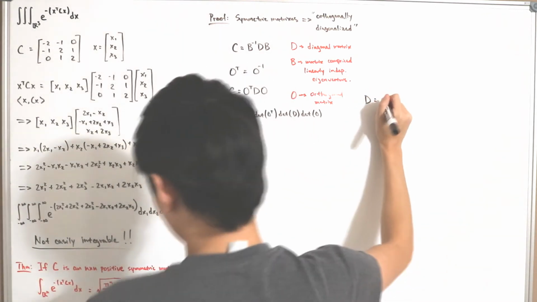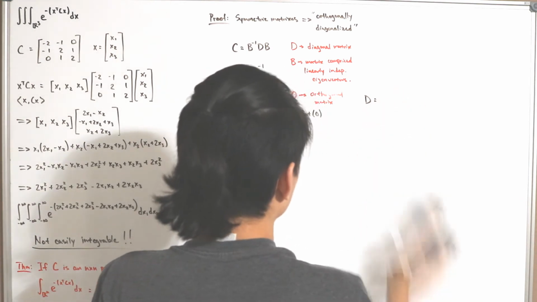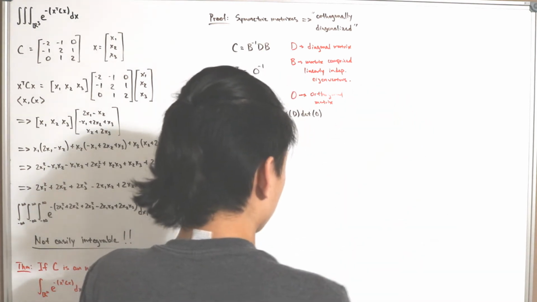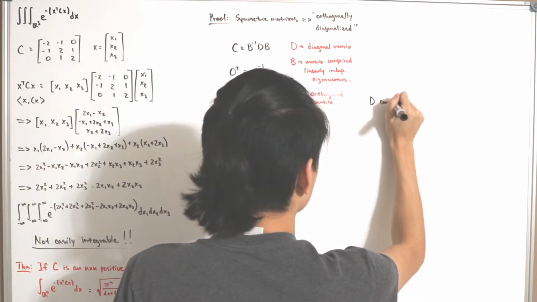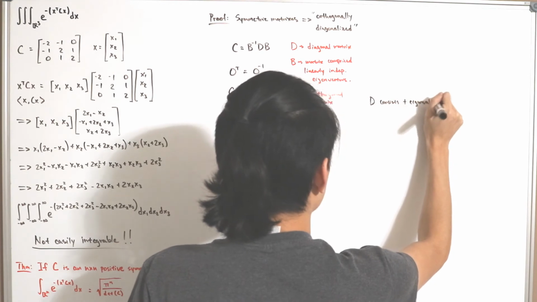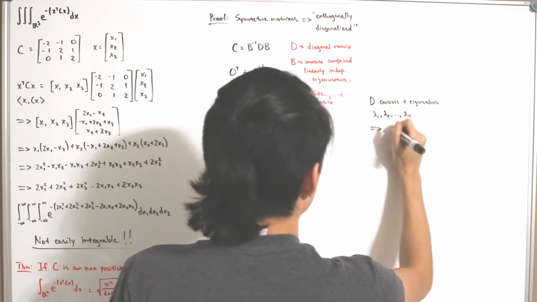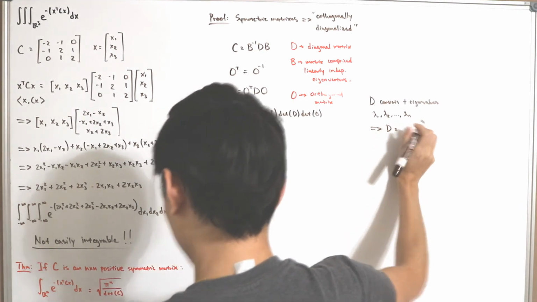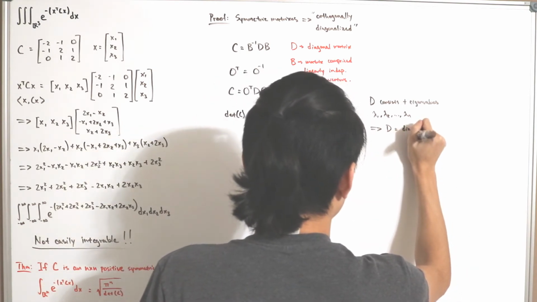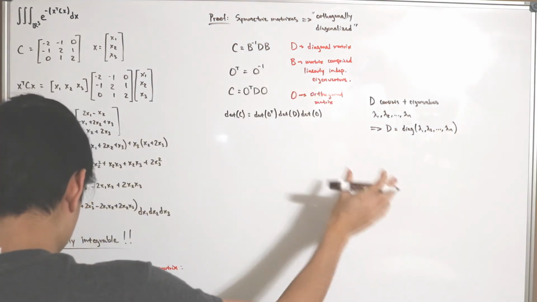So our matrix D is composed of positive eigenvalues, lambda 1, lambda 2, lambda 3, and then all the way up to lambda n. So therefore D consists, I'll put a plus for positive, eigenvalues. So lambda 1, lambda 2, all the way up to lambda n. So therefore we can say that D is the diagonal of the matrix, lambda 1, lambda 2, all the way up to lambda n. Okay, so that's just one thing to establish.